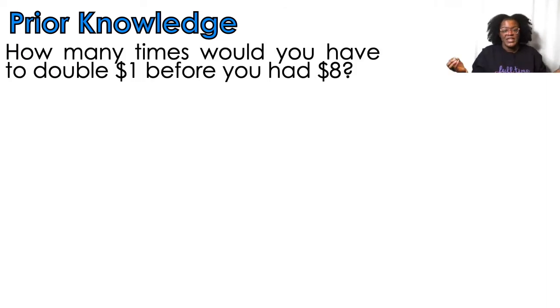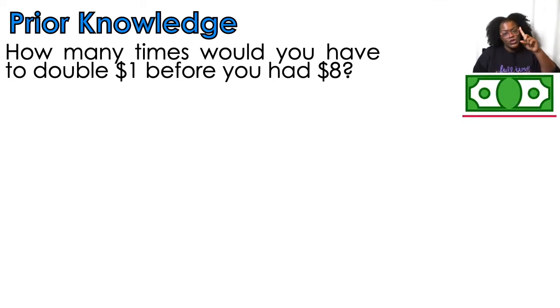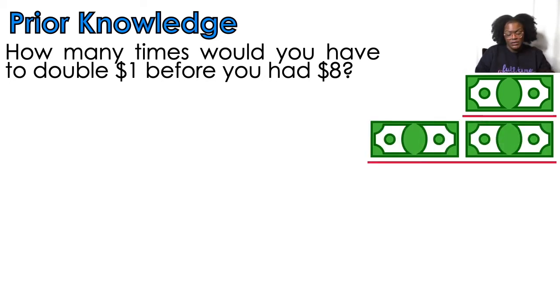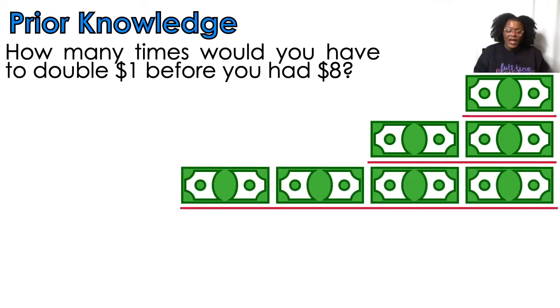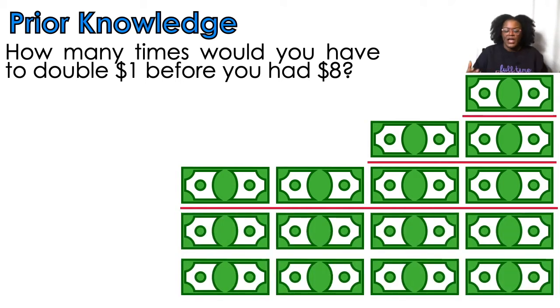So when we talk about introductions to logs, you need a little bit of prior knowledge to come with you. First of all, your prior knowledge has to do with exponents. How many times would you have to double $1 before you had $8? So you have $1, uno. Let's double it. How many am I gonna have now? Dos. But if I double that, what am I gonna have? I'm gonna have $4 now. And then if I double four, what am I gonna have? Now I'm gonna have eight. So how many times did I have to double it?